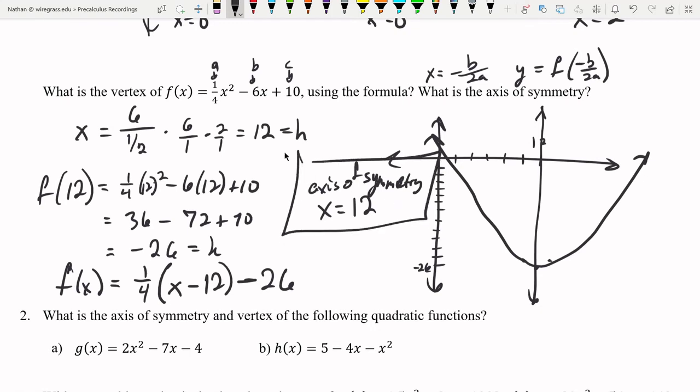Okay, so we have our axis of symmetry. Our vertex is at 12, -26. And that is the answer to the question. Give it a try in number 2.